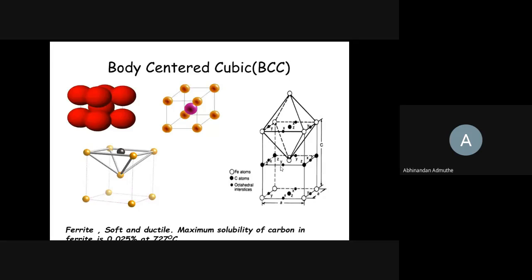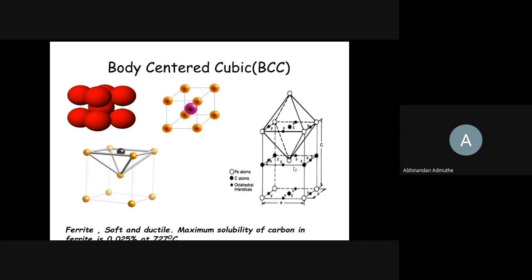So ferrite has a body-centered cubic structure. You can see it here. It is soft and ductile, and the maximum solubility of carbon in ferrite is about 0.025%, and that is at 727 degrees centigrade. This means ferrite is an interstitial type solid solution. Obviously, it is present at one of the terminals of the phase diagram, so we call it a terminal solid solution.